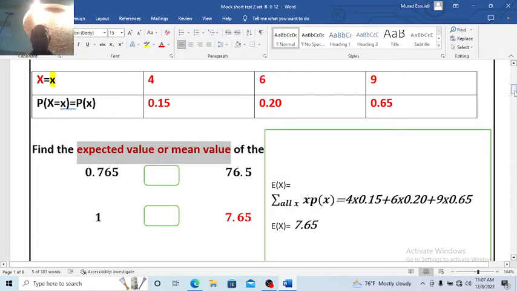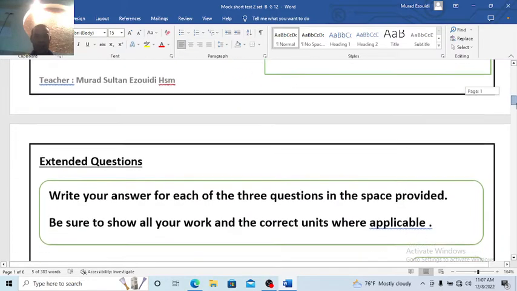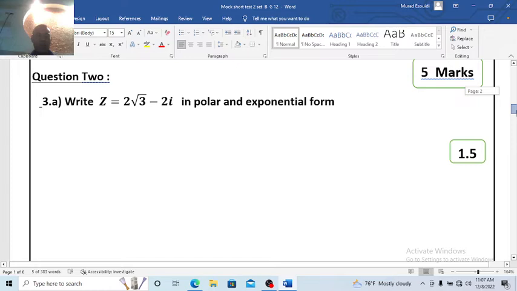Okay, next, now my kids, we have question 2. This question, let's say, carries 5 marks. Okay, we start with question number 3.